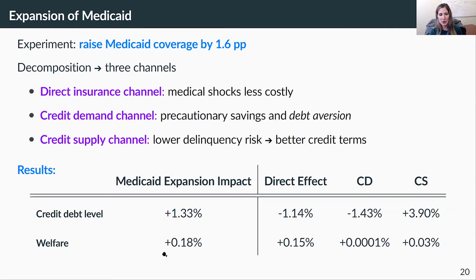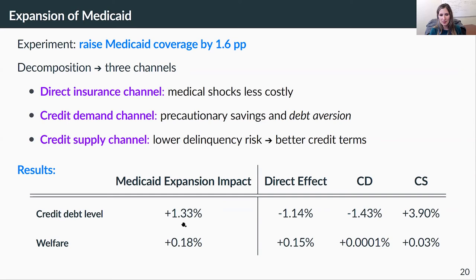And when we look at the total impact of the Medicaid expansion in the model, we end up seeing that it implies a 1.3 percentage point increase in household credit card debt. Now, one of the things I want to highlight is we're not targeting this parameter. It ended up actually just happening to be similar to what we estimate in the data. So this gives us some reassurance that the model is doing a good job simulating the expansion of Medicaid and how it affects household debt.